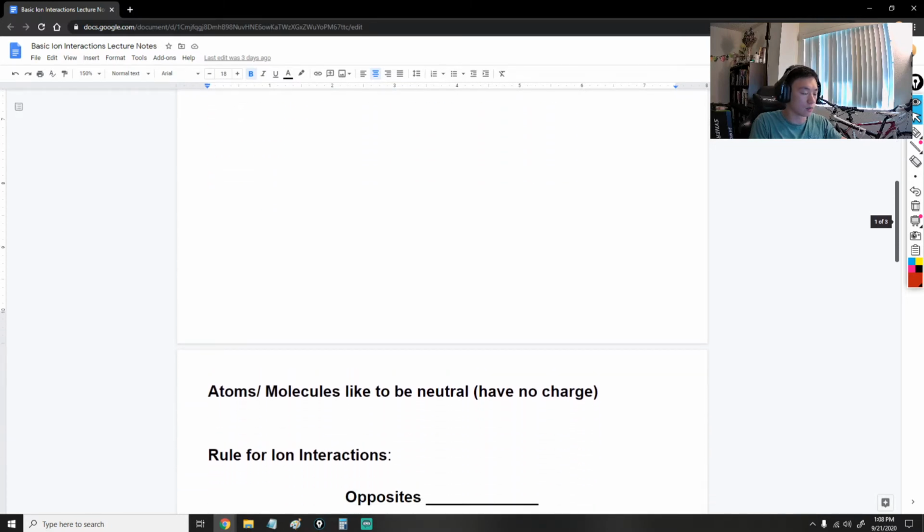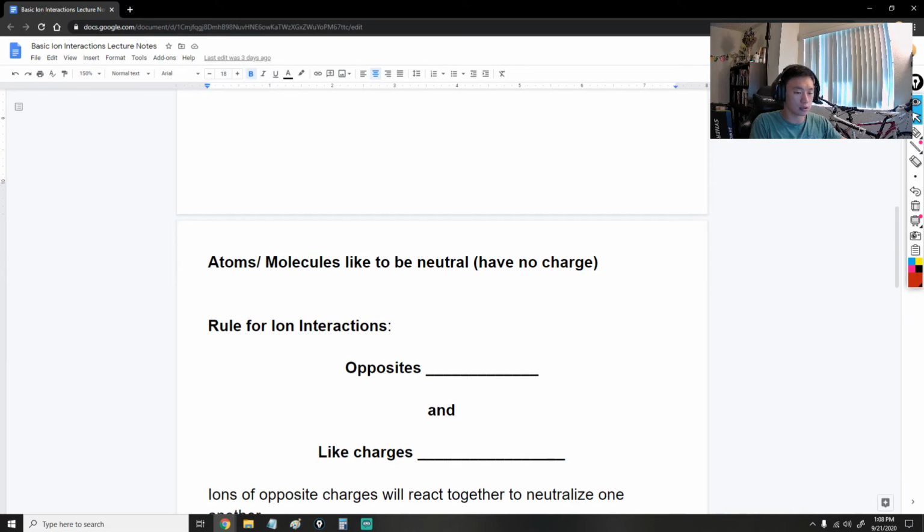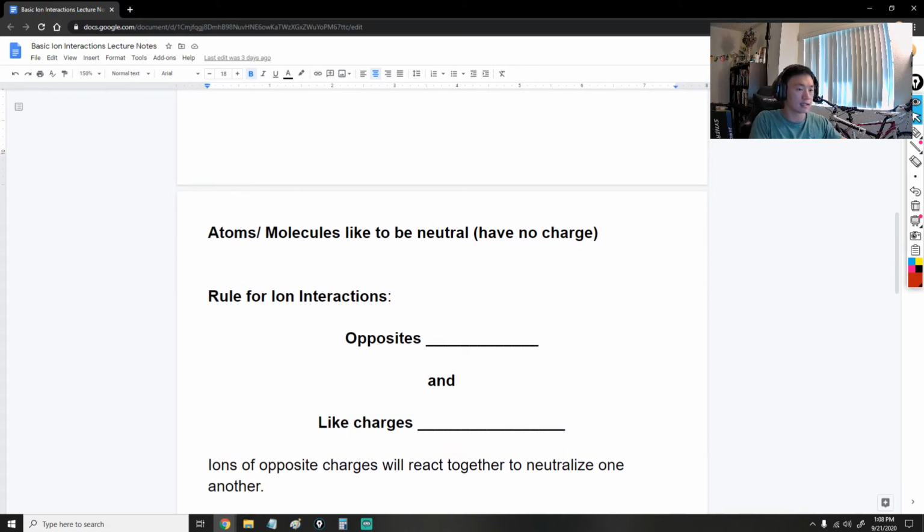Okay, so this is the information that you'll need for today. So the first thing you're going to have to write down is that atoms and molecules, which we'll talk about later, they like to be neutral. Okay, what that means is they want to have no charge. That means that they dislike being positive, and they also dislike being negative. Okay, they want to naturally be neutral.